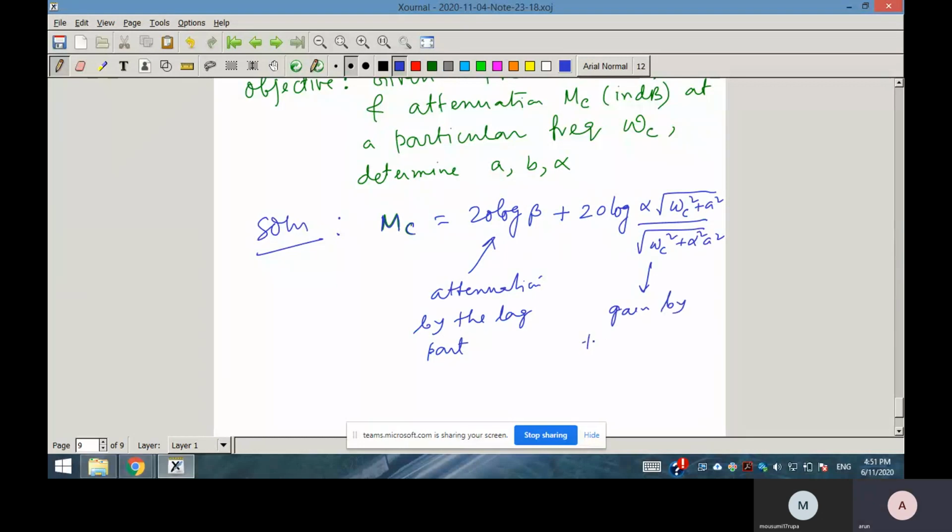Gain by the lead part. So ultimately some attenuation we will want. That means this part will be more negative than this part should be. This part should be more negative than this. That means so that ultimately Mc is negative. 20 log beta should be less than this one, such that Mc is negative.